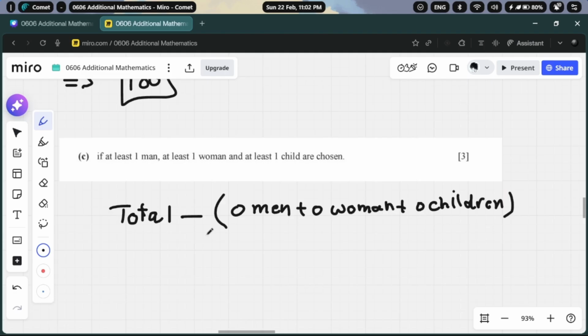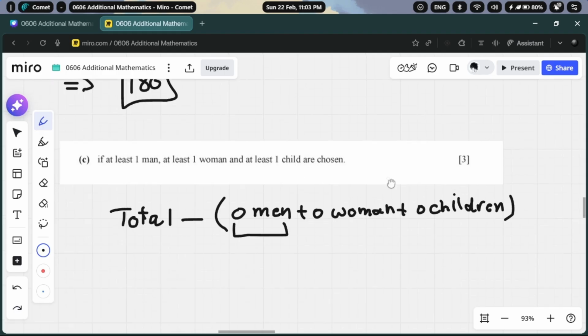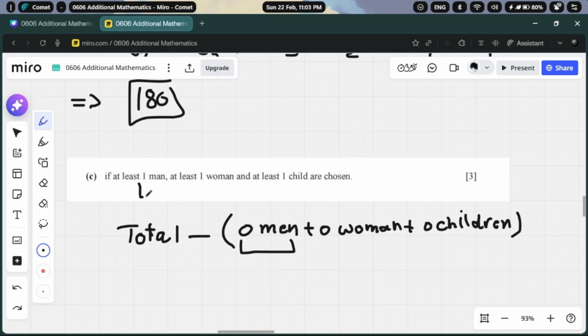Now, essentially, you're considering the case where there are zero men, so that means it obviously does not satisfy this requirement. The same goes for these two as well. So, you're considering all the cases apart from this given requirement out of your total cases. So if you subtract those cases, you would end up with the remaining ones, which would be for these cases.